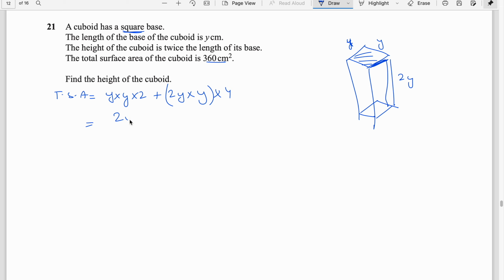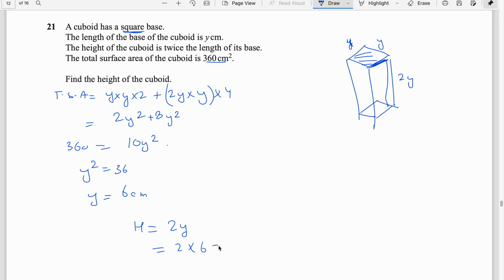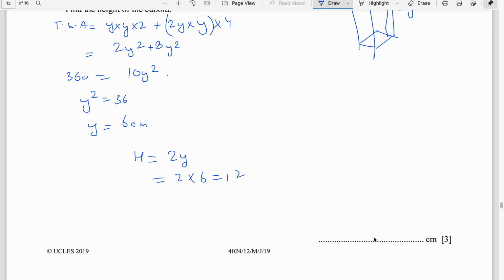2y square into 4 is 8y square, plus 2y square, 10y square. So 10y square, the surface area is 360, divided by 10, y square is equal to 36. Square root both sides should be plus minus 6, but these are lengths, so positive value only, 6 centimeters. Height is 2 times y, 2 into 6 is 12, so 12 centimeters.